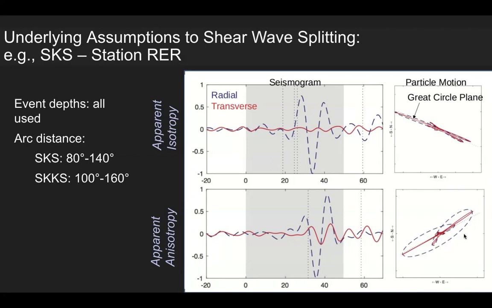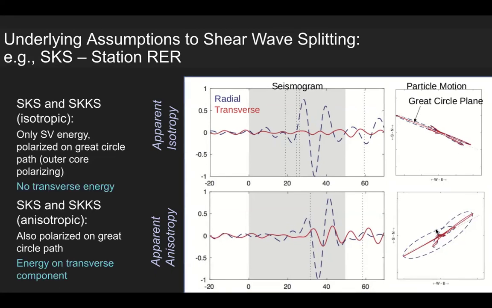of the SKS. We get this elliptical motion that we typically see with SKS splitting, and that's what we'll measure. We'll measure the fast direction and the delay time. There are a number of techniques, many different ways to measure it. But you can see that the long axis of this ellipse is still aligned with the great circle plane, that's this light gray line here. It's aligned with the back azimuth, so it should still be.